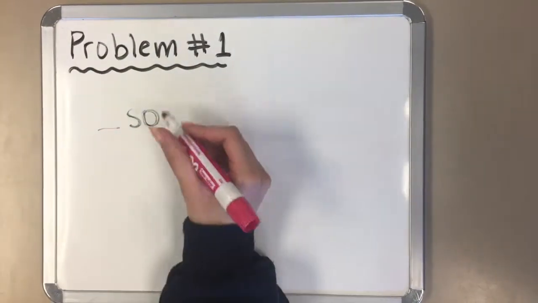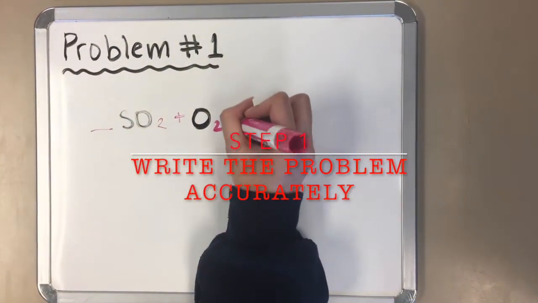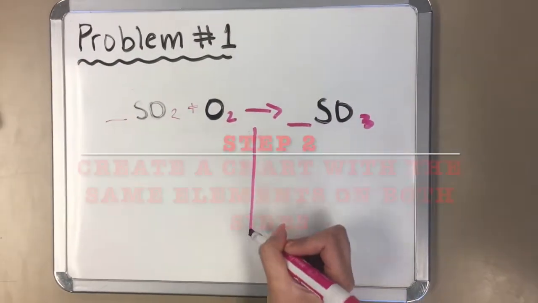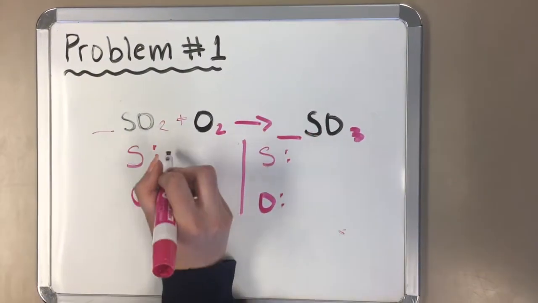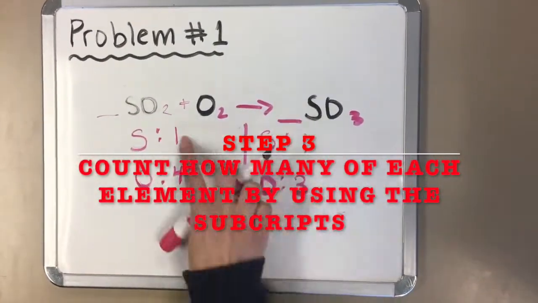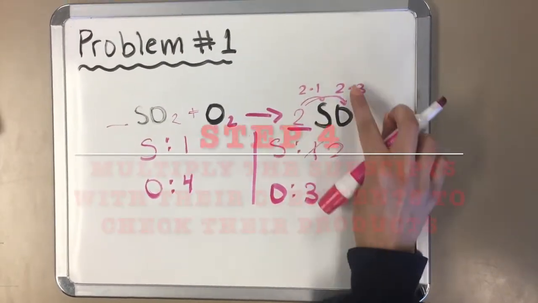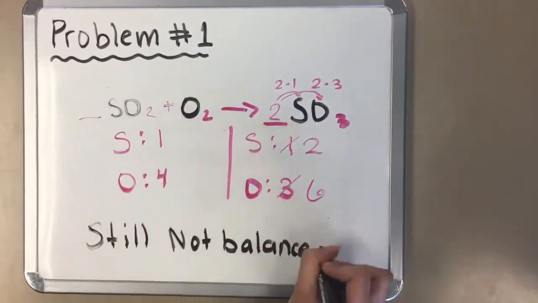Alright, it looks like we're going to have a synthesis equation for our first try. Step 1: write the problem accurately. There's nothing worse than writing the problem wrong. Step 2: draw a line and create a chart with the same number of elements on both sides. Step 3: count how many of each element there is by using the subscripts. Step 4 is multiplying the subscripts by their coefficients to check their products.